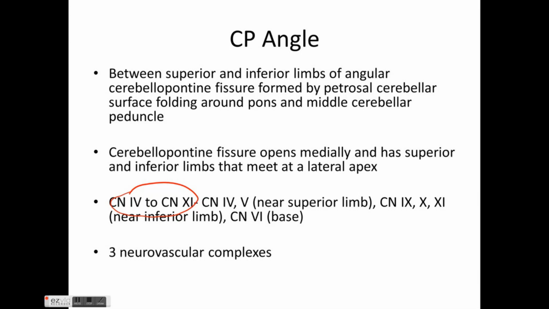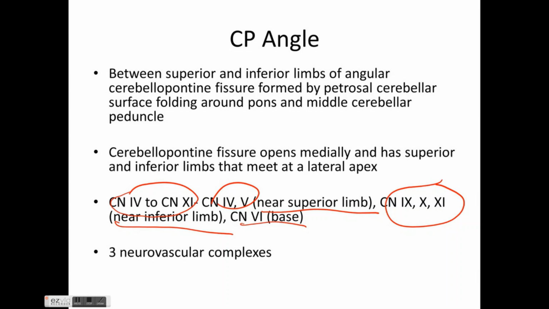You'll find the cranial nerves from cranial nerve 4 to cranial nerve 11 in the CP angle. Near the superior limb, you will have cranial nerve 4 and cranial nerve 5. Near the inferior limb, you will have cranial nerves 9, 10 and 11, and you will have cranial nerve 6 at the base. There are 3 neurovascular complexes, which I will deal with in the next slide.